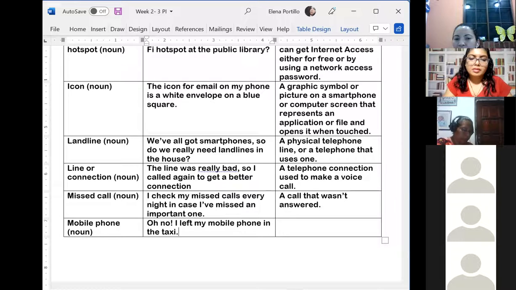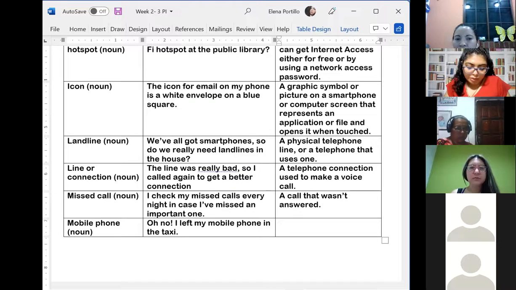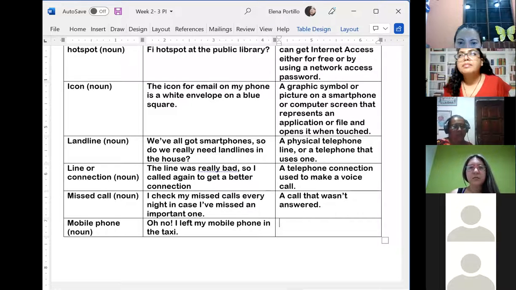This is a very bad sentence, because it is something that has happened to us in some cases, right? But in this case, the person left the mobile phone in the taxi and maybe lost it. A portable phone with a SIM card for network connection with more features than a landline phone, but fewer than a smartphone. This is not a smartphone. This is a mobile phone like the old ones.